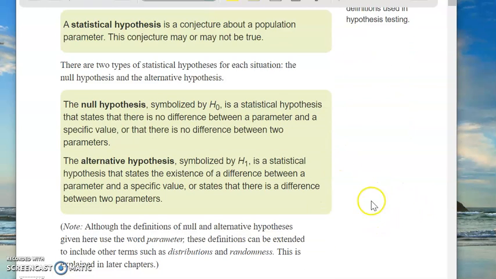Okay, there are two types of statistical hypotheses for every situation. You have a null hypothesis. Here's the symbol for it, H sub 0 or H sub naught. Naught is spelled N-A-U-G-H-T, so H sub naught. That's a statistical hypothesis, may or may not be true. It's a statistical hypothesis that says, hey, there's no difference between a parameter and a specific value, or that there is no difference between two parameters.